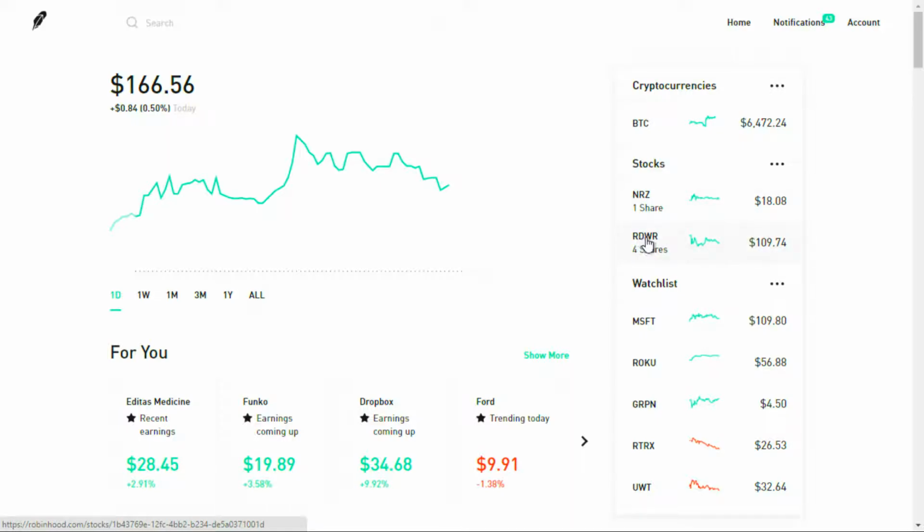So I own 4 shares of this company, and the total value is $109.70. Today's return is the profit that you made for the day or loss. Total return is the total profit that you made since the date that you bought the shares.